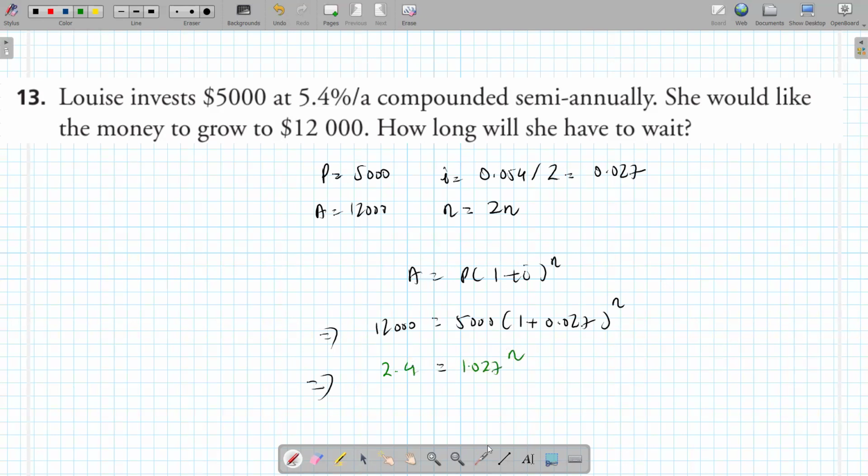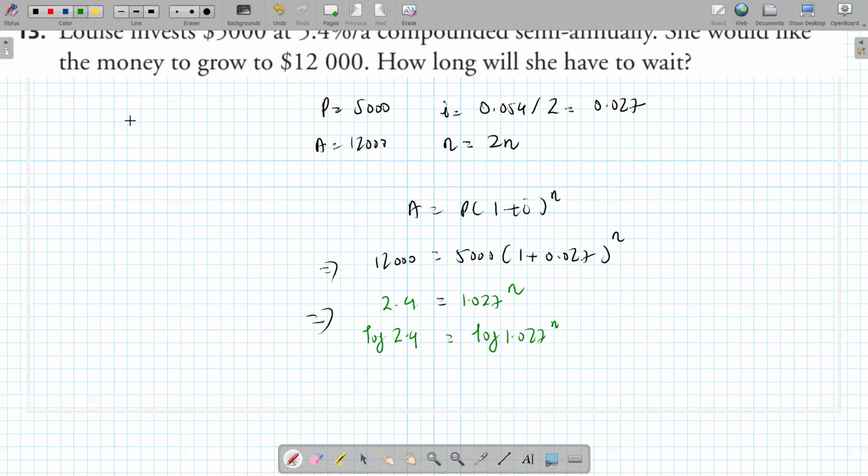And then you do logs. So log of 1.027 to the power of n is equal to log of 2.4. Sometimes you'll see this being done as ln of 2.4 equals ln of 1.027 to the power of n. Both of these will give you the exact same answer. What's the difference between log and ln? Do you remember? No. Ln is the natural log.